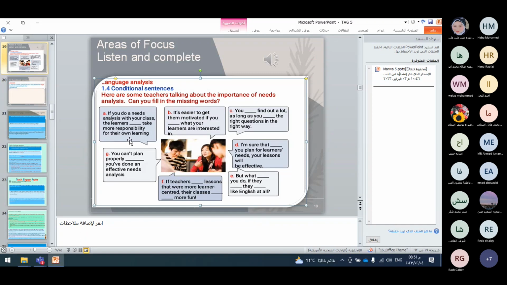What's your task here? I'll tell you. Here are some teachers talking about the importance of needs analysis. Can you fill in the missing words? We will listen to the audio and fill in the spaces, only in A to start off with. Just assure me you can hear the sound. I'll try it first, and you tell me. Audio script 1. Is it clear?